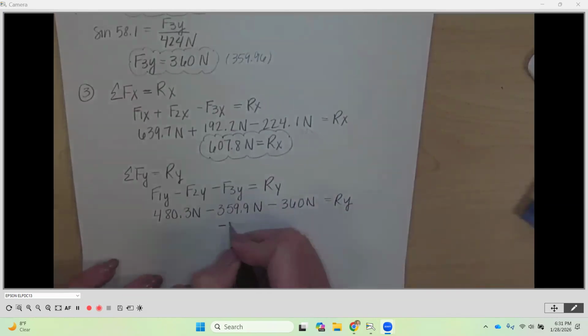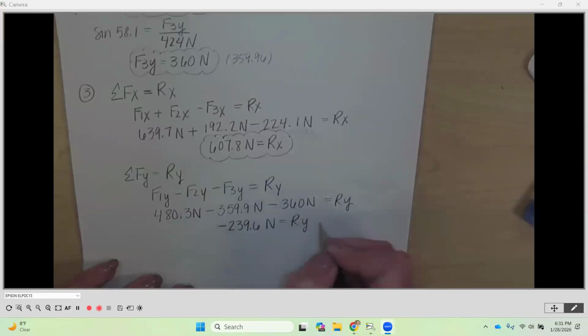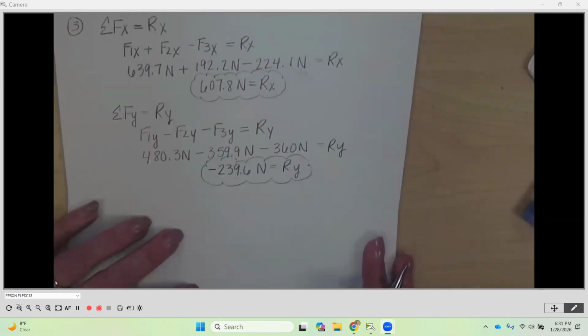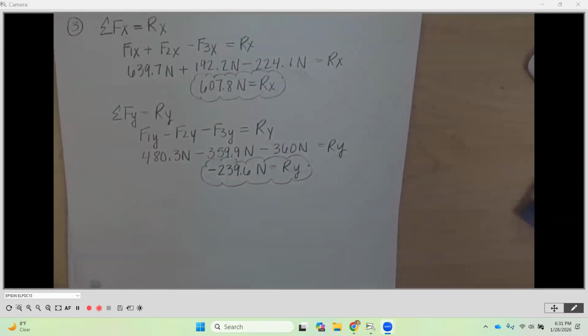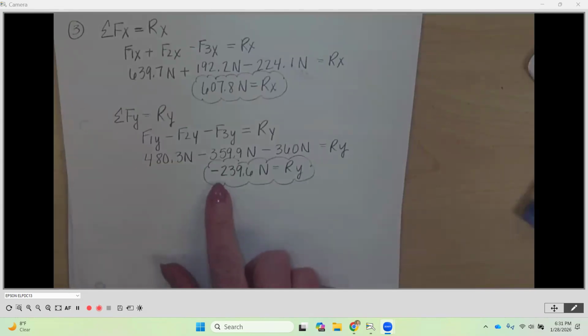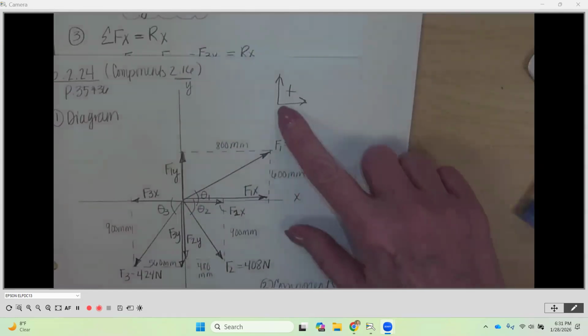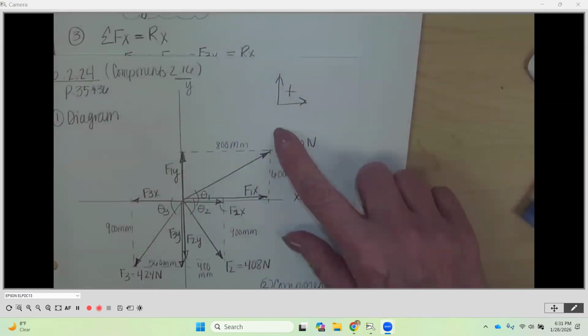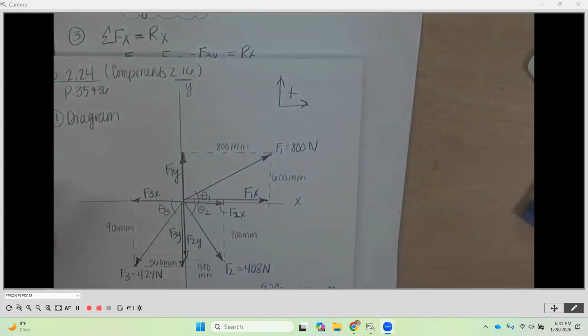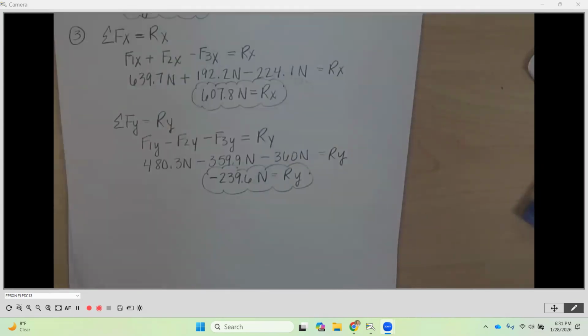This time we get a negative 239.6 newtons is equal to my resultant y component. Do you guys get that same number? Okay, cool. Now, this one has a negative. So according to our convention, in the y direction, our resultant y component is going to point down. So those positives and negatives in those answers mean something.